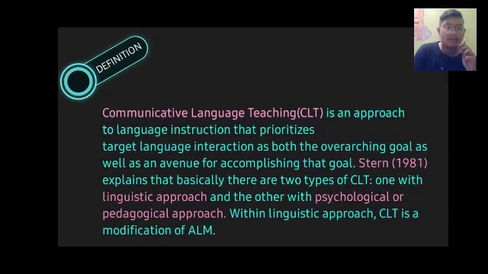So, let's begin. The first slide is definition. Communicative language teaching or CLT is an approach to language instruction that prioritizes target language interaction as both the overarching goal as well as a venue for accomplishing the goal. Basically, there are two types of CLT. The first one is linguistic approach, and the second one is psychological or pedagogical approach. Within linguistic approach, CLT is a modification of ALM or audio lingual method.